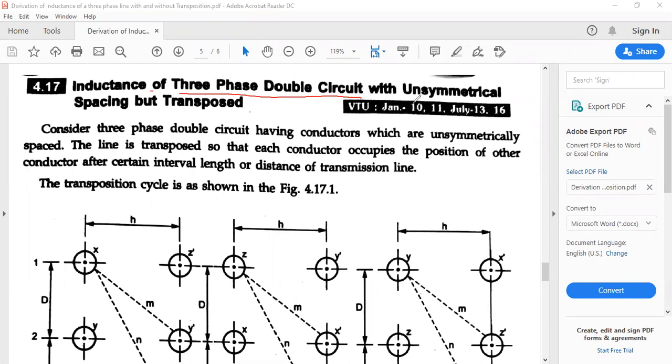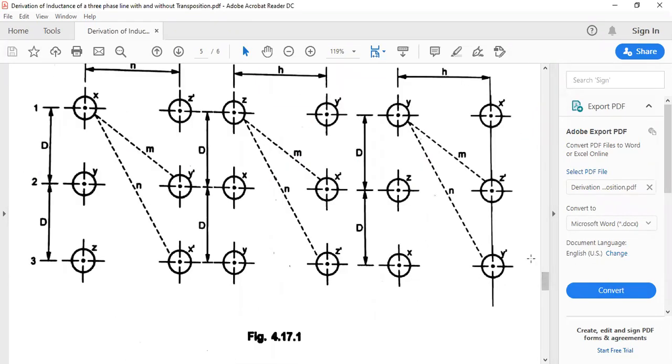three-phase double circuit with unsymmetrical spacing but transposed. Considering a three-phase double circuit line having conductors which are unsymmetrically spaced, the line is said to be transposed. What do you mean by transposed? The conductor occupies the position of each of the conductors after a certain interval length or distance of a transmission line. So I can make an arrangement for position 1, position 2 and position 3.